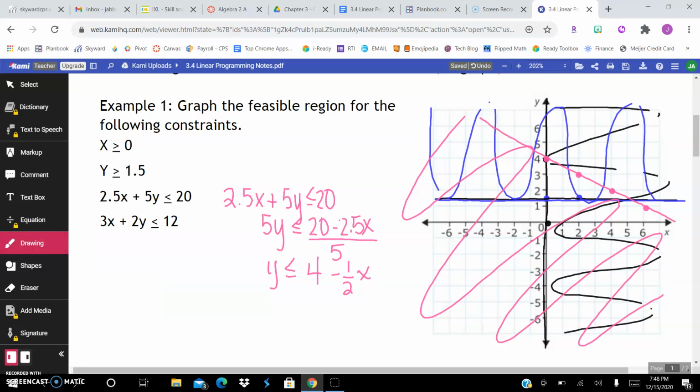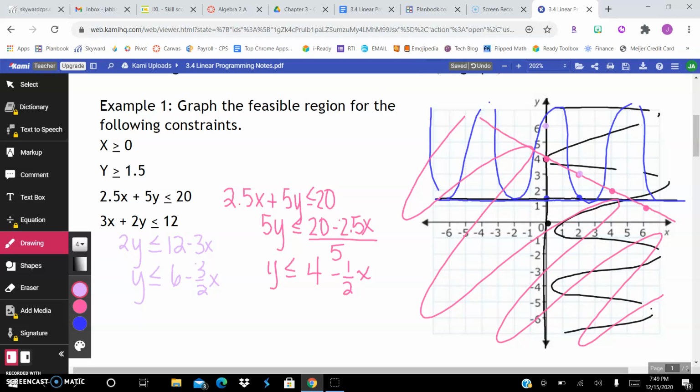Then we have one more to do here, and we have to, again, solve for y. So I have 3x plus 2y is less than or equal to 12. I'm going to subtract 3x from both sides, so I have 2y is less than or equal to 12 minus 3x. Then I'm going to divide everything by 2. So that would be a 6, and that would be a negative 3/2 x. So our y-intercept is 6, so a dot at 6. And our slope is negative 3/2, so down 3 and over 2.